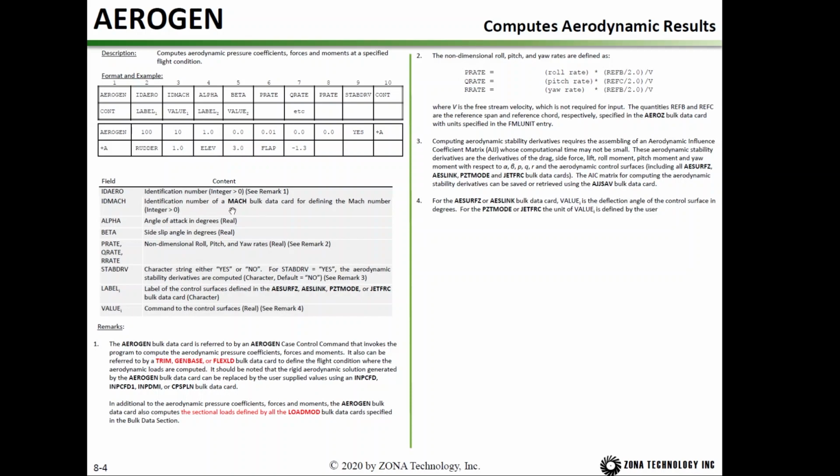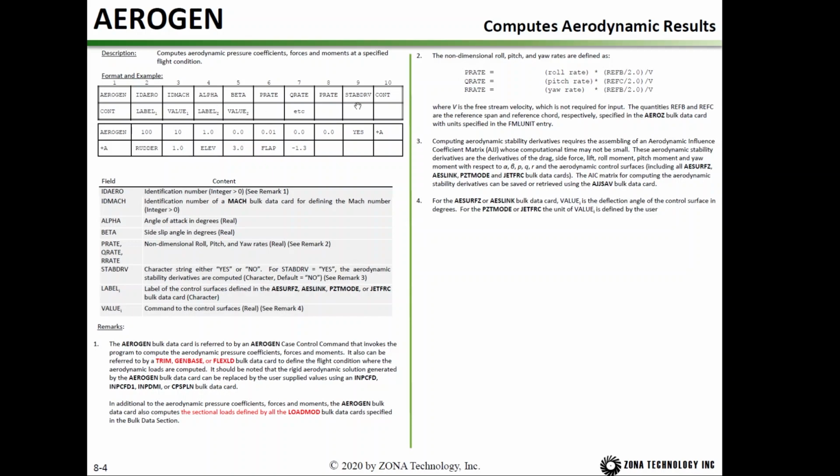In the MACH card, you define the Mach number, and alpha, beta are the angle of attack and sideslip angle. PRATE is the non-dimensional roll rate. QRATE is the non-dimensional pitch rate. RRATE is the non-dimensional yaw rate. And after that, the label refers to the label of an AESURFZ or AESLINK control surface, and then you give a deflection angle in degrees. So this defines the flight condition for generating the CP under this flight condition.